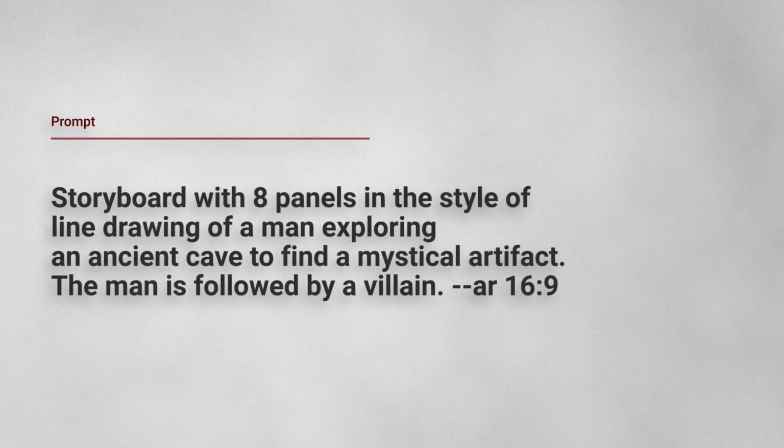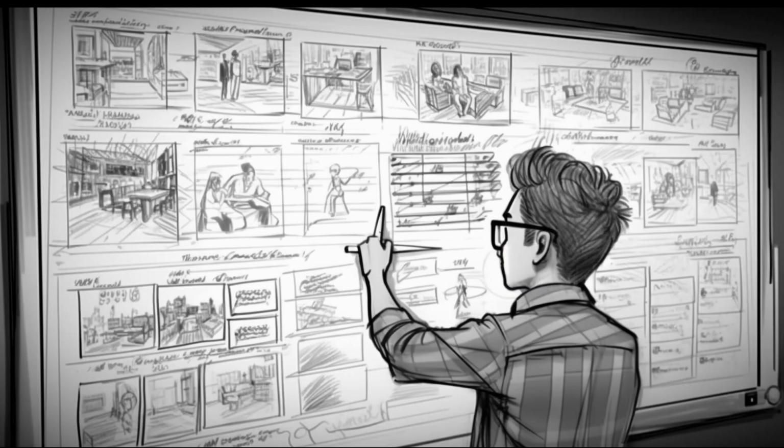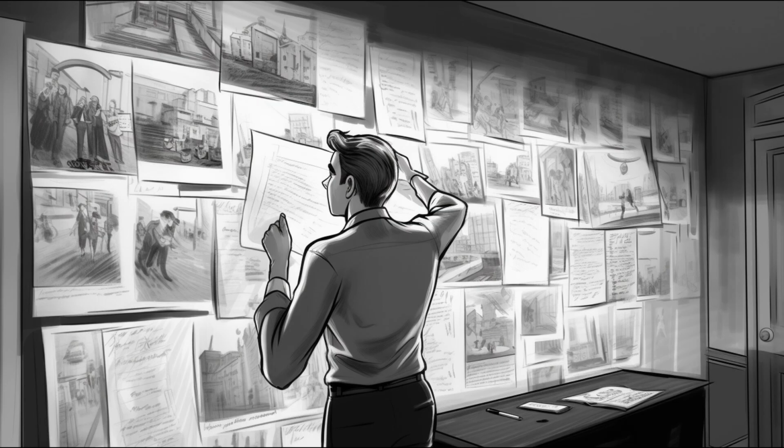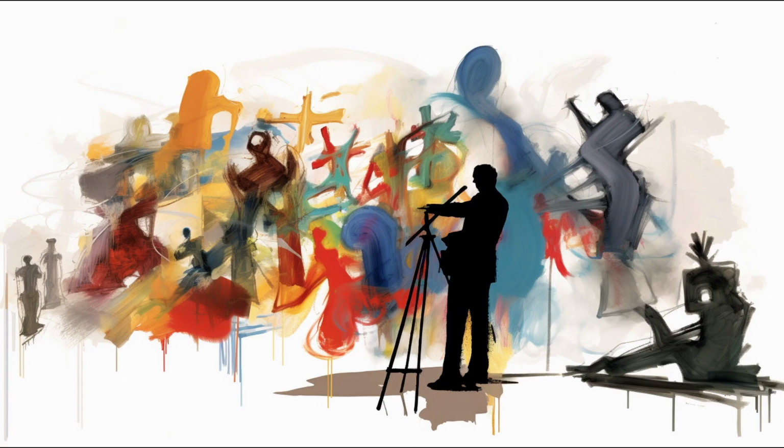Storyboard with 8 panels in the style of a line drawing of a man exploring an ancient cave to find a mystical artifact. The man is followed by a villain. We get a grid with storyboard-like images. But is there a story there? How do you control the action of each panel? Or are you intending for Midjourney to create the shots for you? That's an option if you want to go that way, but most likely you want more control over your story unless you want a purely AI-generated story.